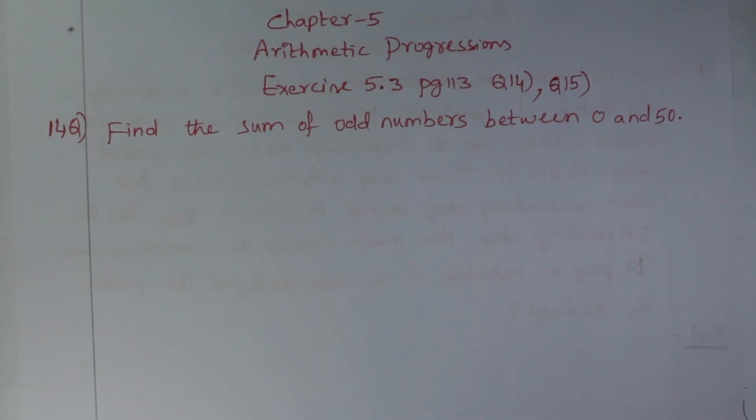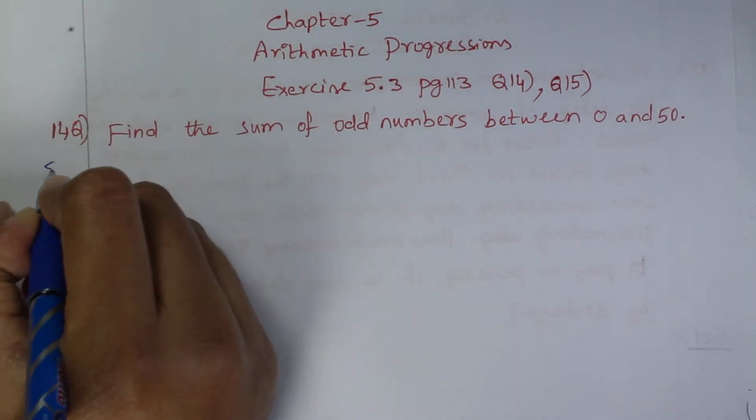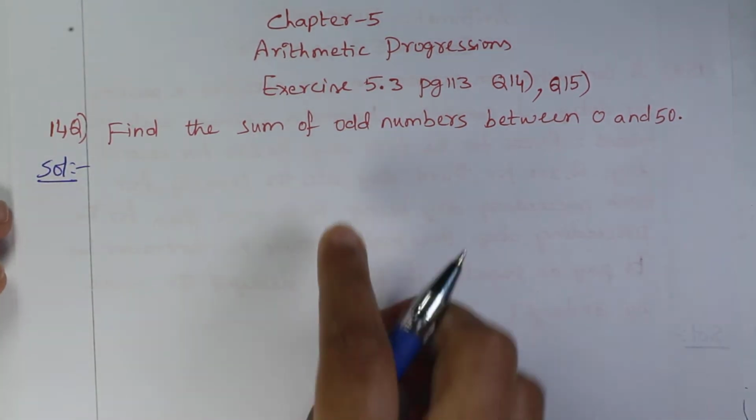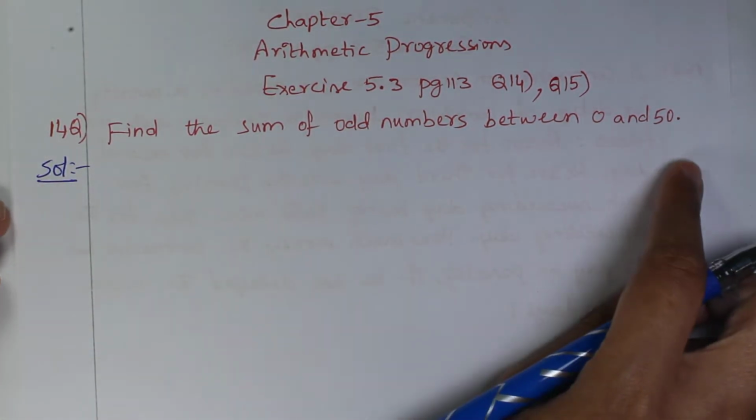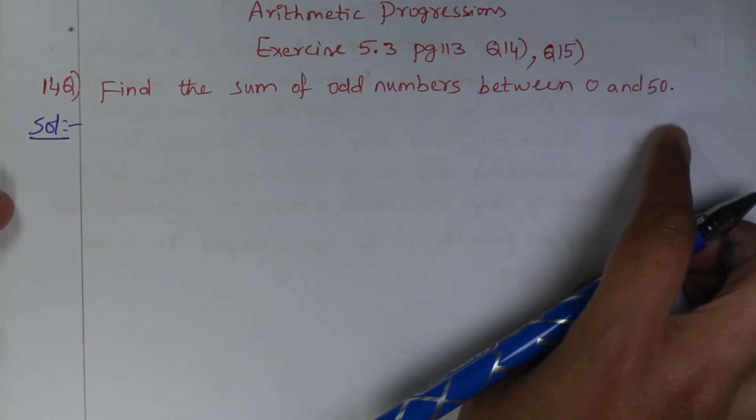In this session I am going to explain 14th and 15th questions from exercise 5.3, page number 113, chapter 5, arithmetic progressions. So let's read the 14th question first. Find the sum of the odd numbers between 0 and 50. It's a simple question. We have to find the sum of the odd numbers between 0 and 50.